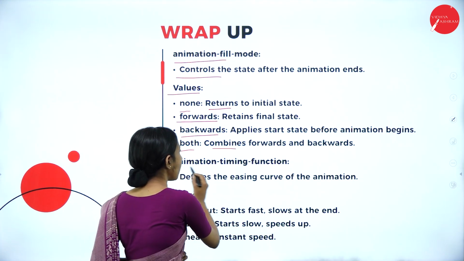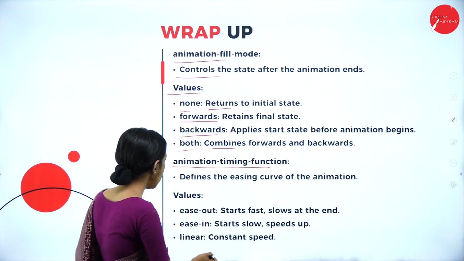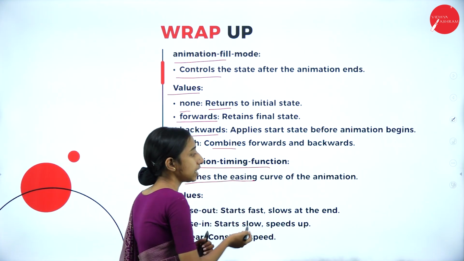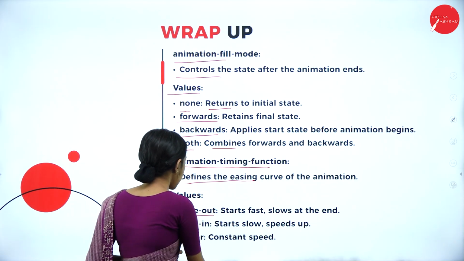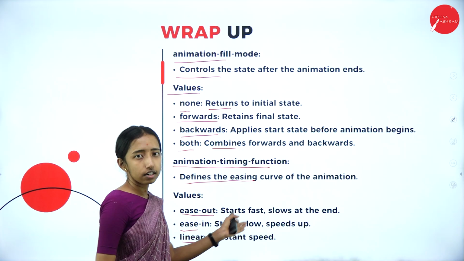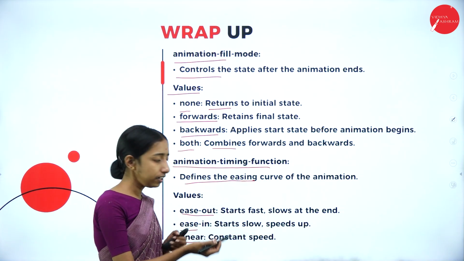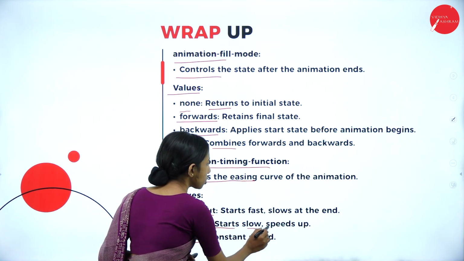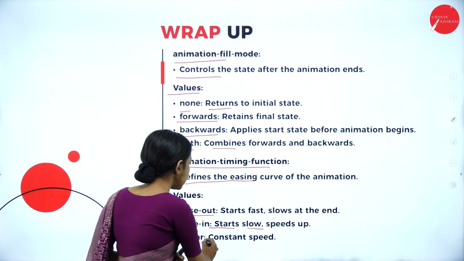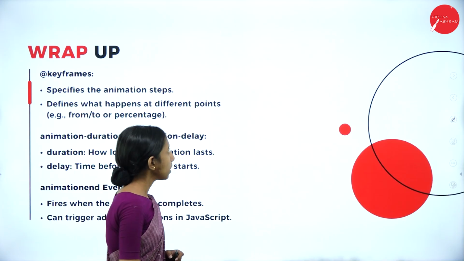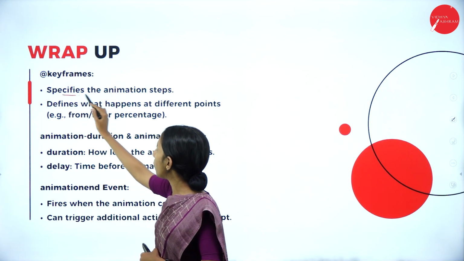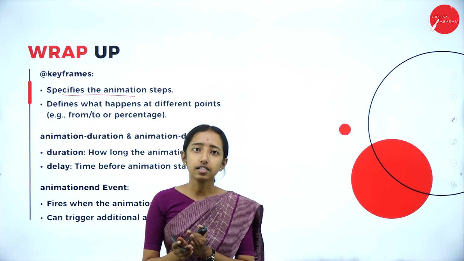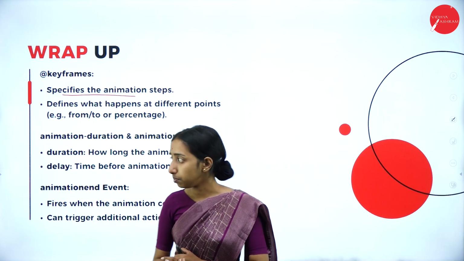Next we have the animation timing function. Here we define the easing curve of the animation, with values like ease-in, ease-out, and linear. Ease-out starts fast and slows at the end, ease-in starts slow and speeds up, and linear is constant speed. Next you can see the keyframes, which define the specific stages or steps of the animation.